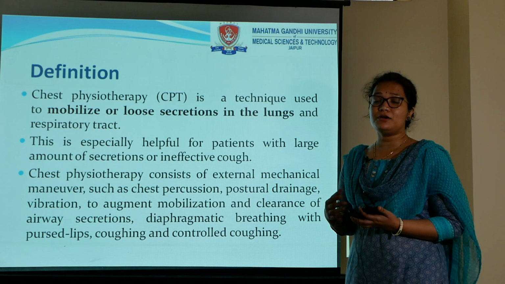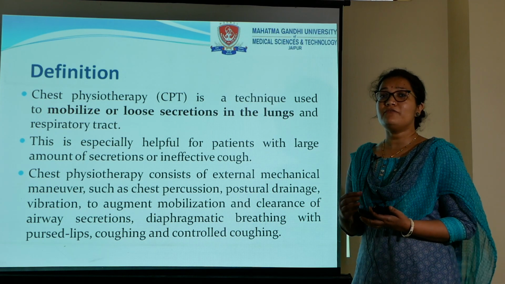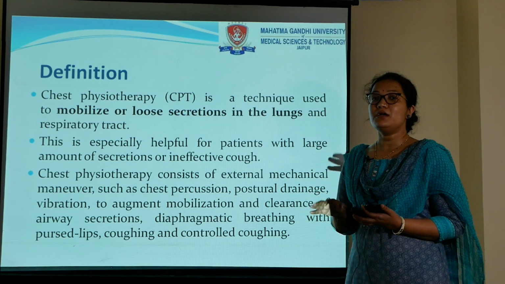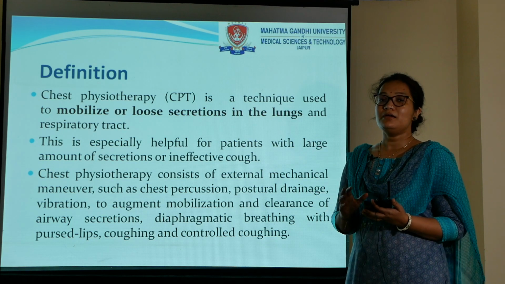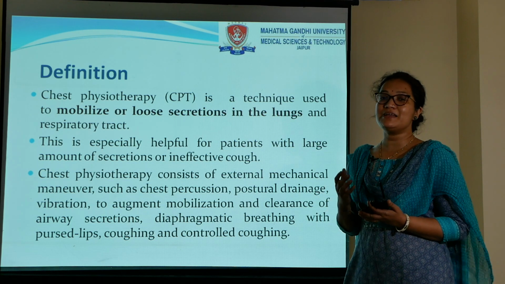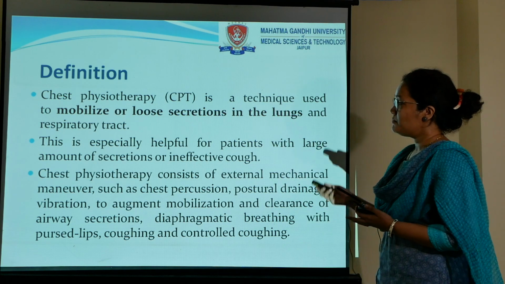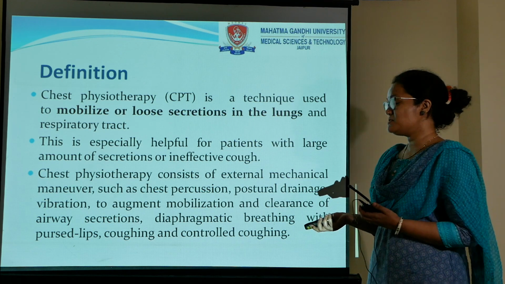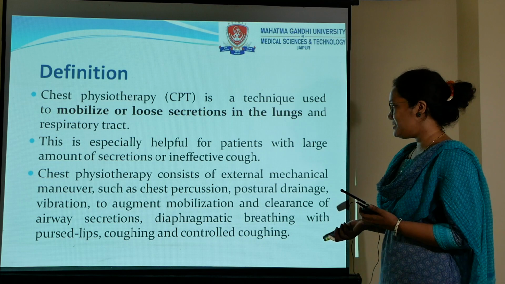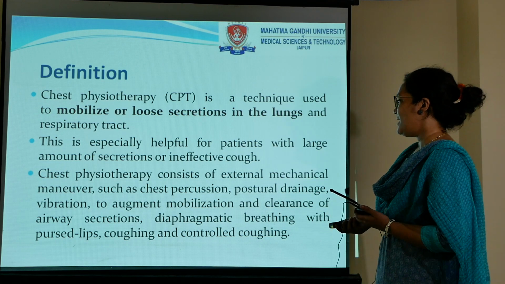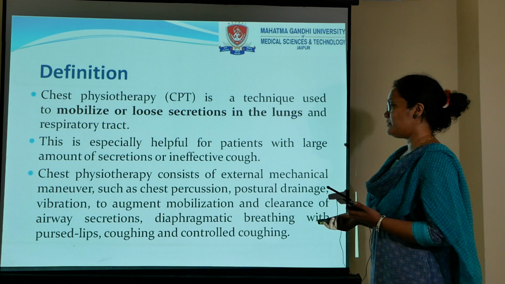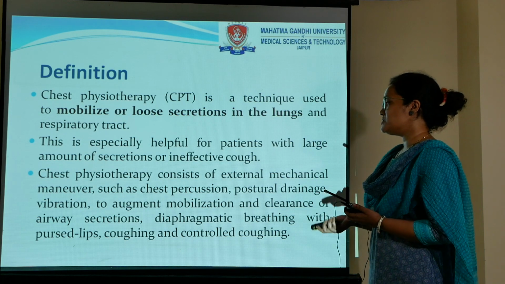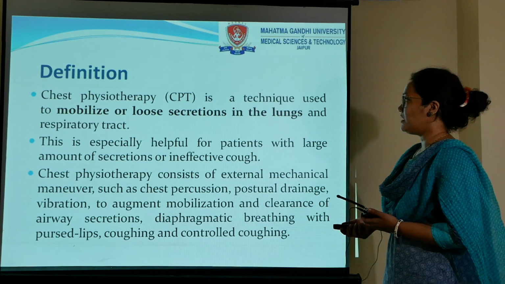Patients who are unable to cough out their secretions by themselves are helped by a physiotherapist to loosen up their secretions, and by loosening up the secretions, the patient can easily cough them out by giving chest physiotherapy. It consists of external mechanical maneuvers such as percussions, postural drainage, chest vibrations, to augment and mobilize the clearance of the airway secretions. The physiotherapist can also use diaphragmatic breathing with pursed lip, or coughing and controlled coughing.